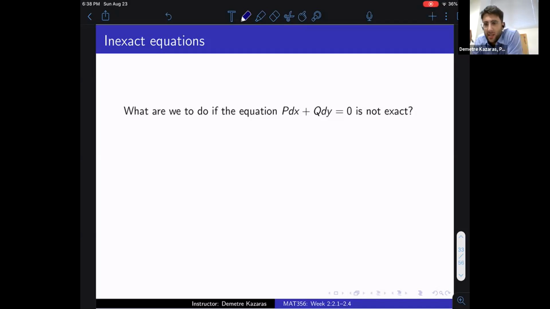So what happens next in this section, we're going to go through a number of different scenarios where you can still do something, even though the equation is not exact. It might be a little bit confusing, but there are really going to be 3 other scenarios that we entertain in this direction. Okay.